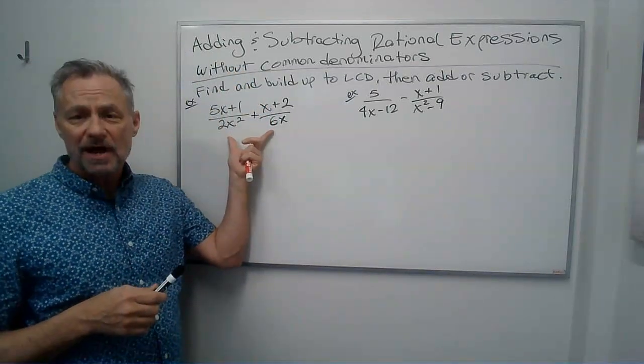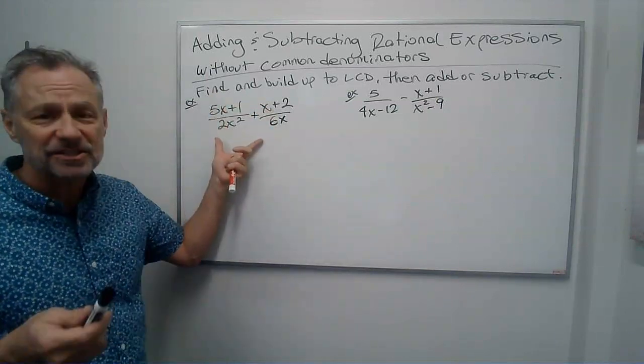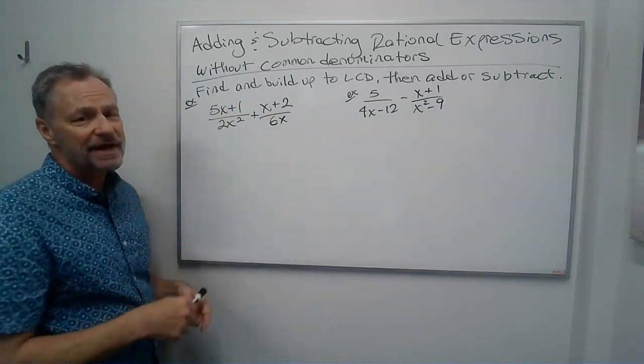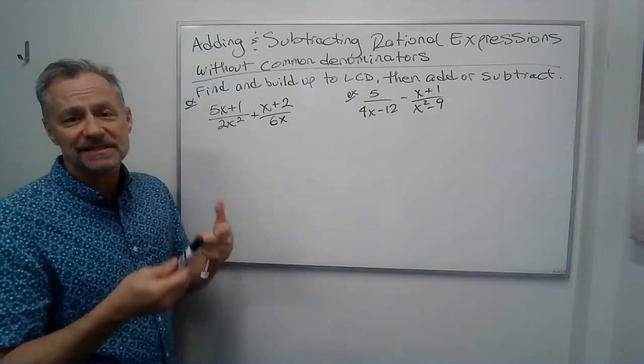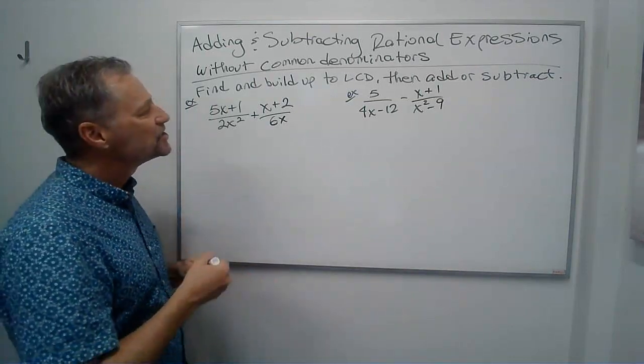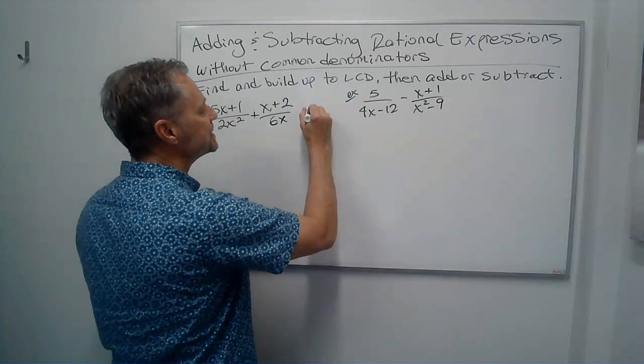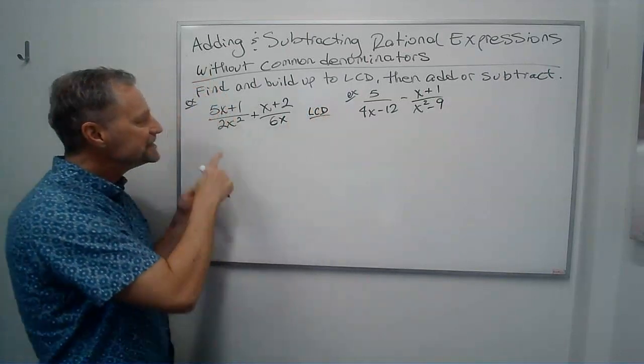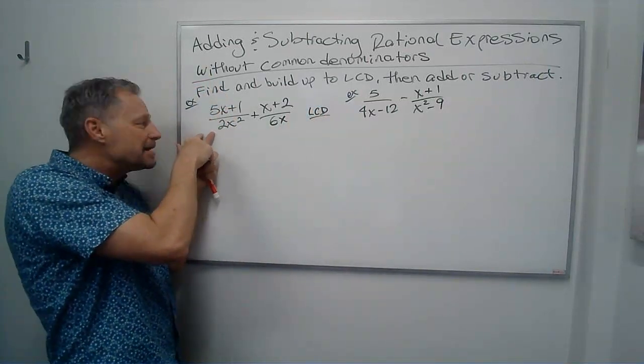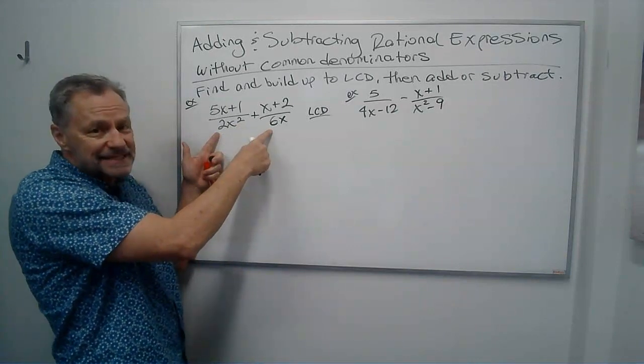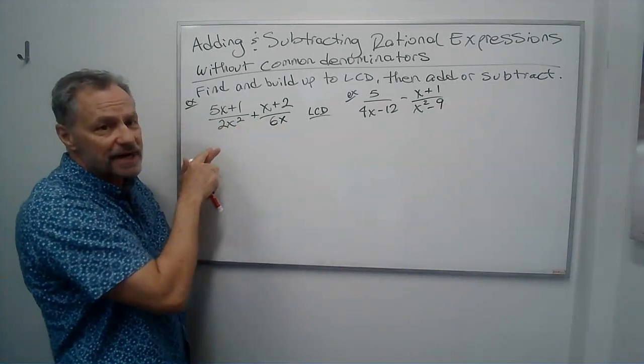Okay, so I've got my two denominators here, two fractions I'm trying to add. We see they don't have the same denominator. They have to have the same denominator before I can add them. So I need to figure out what the LCD is. So the least common denominator is the smallest number that 2 goes into and 6 goes into, and x squared goes into and x goes into.